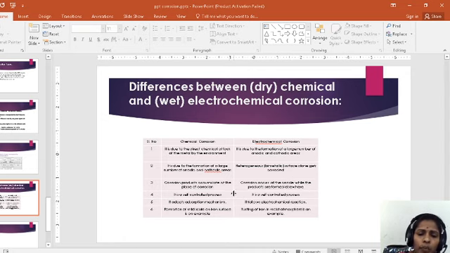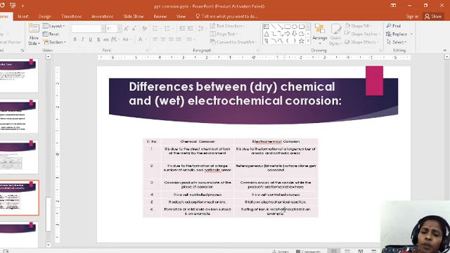In chemical corrosion, corrosion products accumulate at the place of corrosion. In electrochemical corrosion, corrosion occurs at the anode while the product is formed elsewhere. That means here the product forms in between the anode and cathode. Chemical corrosion is a self-controlled process, and the formation of mild scale on iron sulfate is one example.